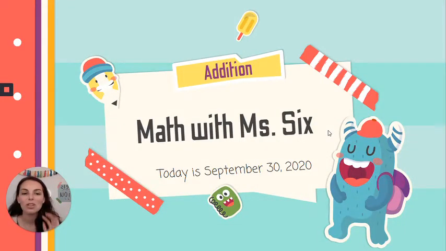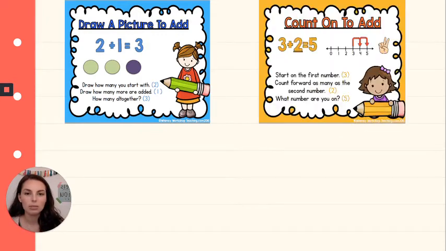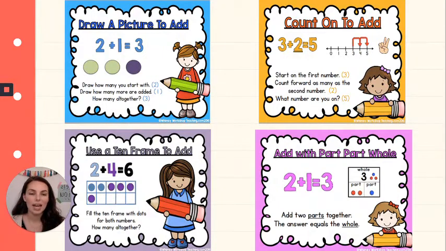Today is September 30th, 2020, and we are still talking about addition. So I'm going to review with you the ways that we can solve addition word problems. Remember, addition means adding, putting things together. So I can draw a picture to help me solve my problems. I can use the counting on strategy by drawing the number line. I can use a 10 frame. Or I can add with the part, whole. These are different ways I can find out my answer, to find out the total of something.